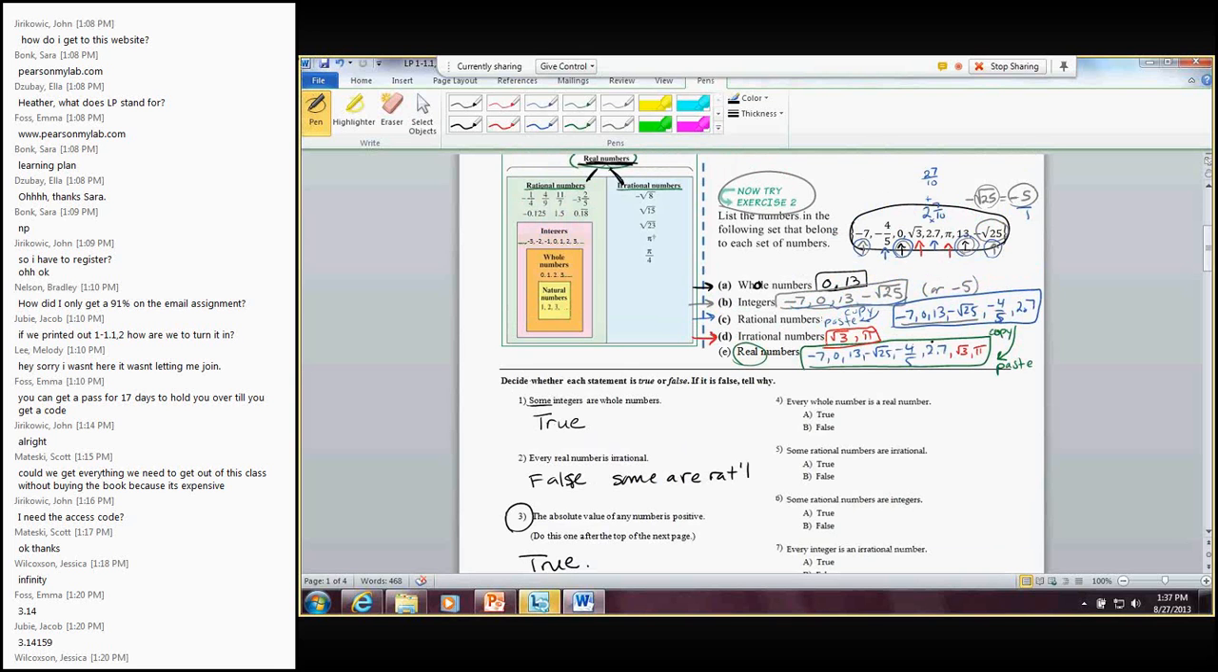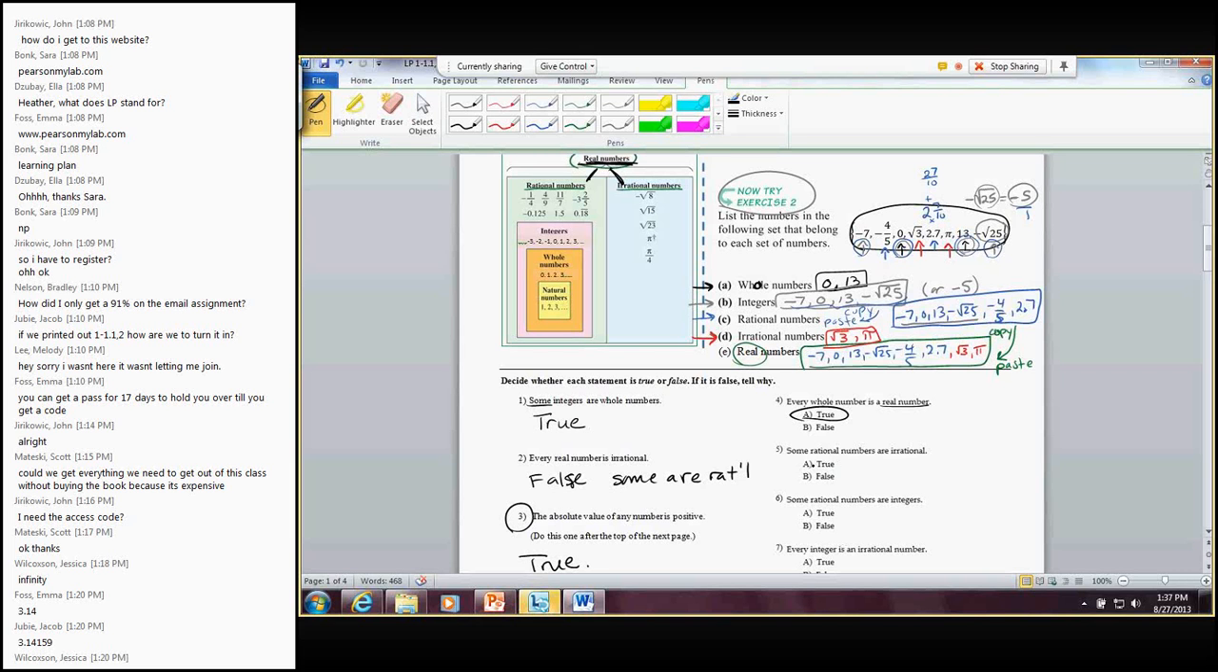Look at the picture. Are wholes inside of real numbers? Every time you look at a whole number, is it going to be real? True. Good. So think about your whole numbers: 0, 1, 2, 3, 4, 5 into infinity. They're all going to be real. Okay, 5. Some rational numbers are irrational.